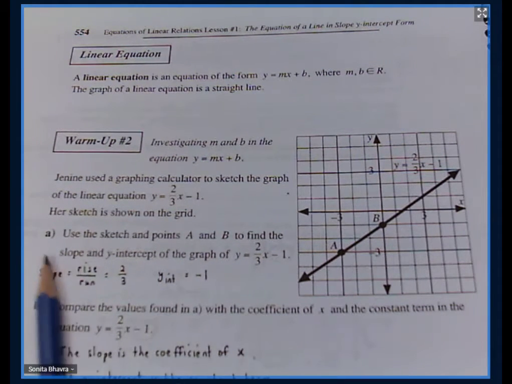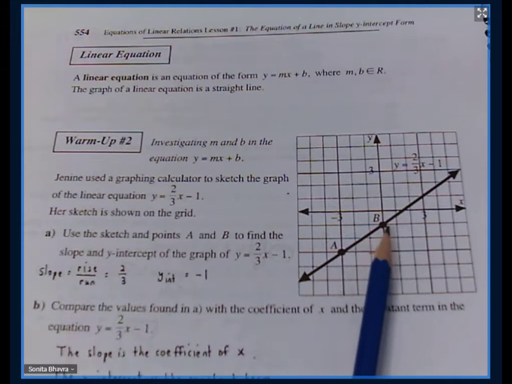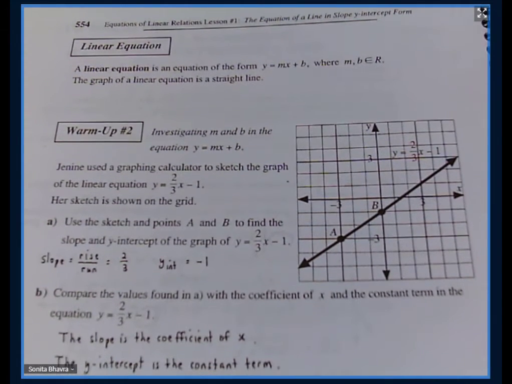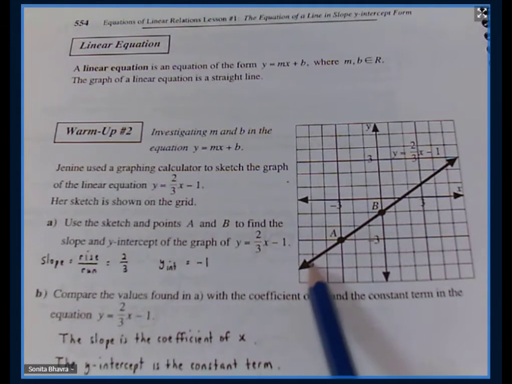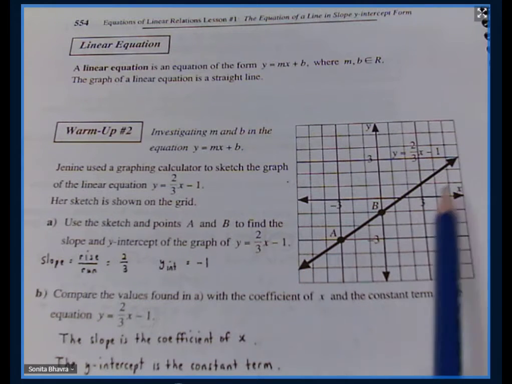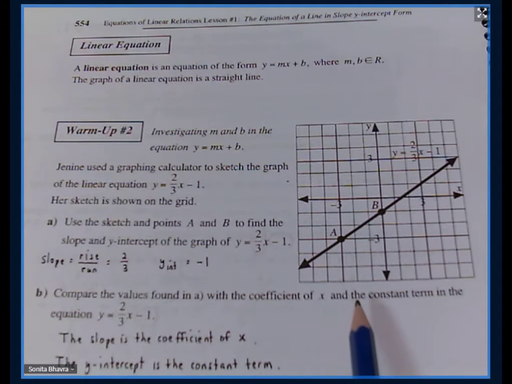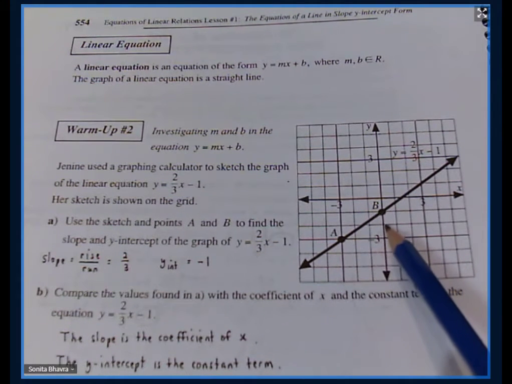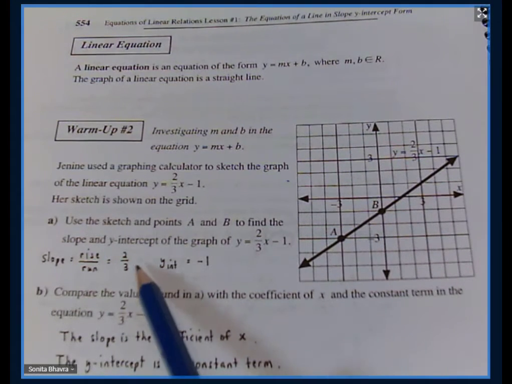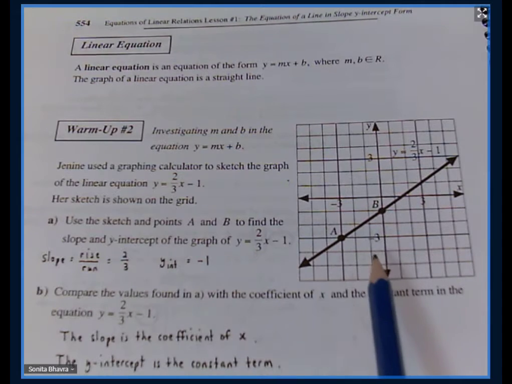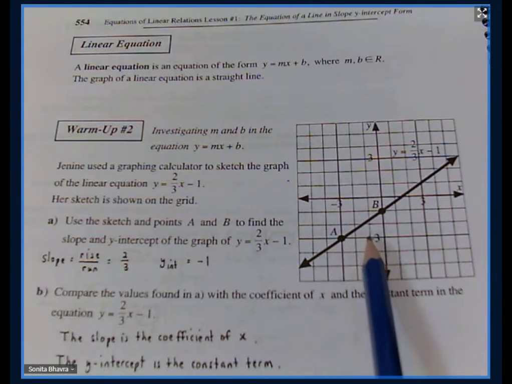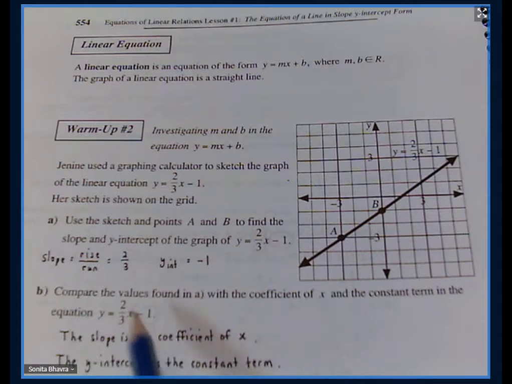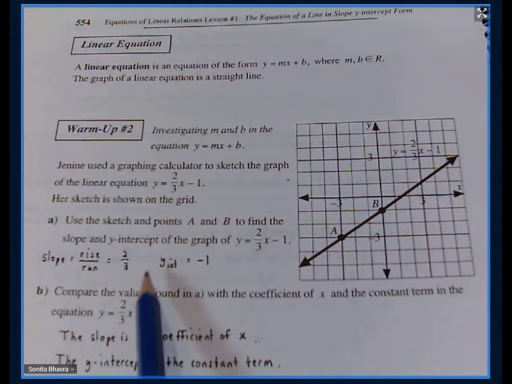All right, so use the sketch and points A and B to find the slope. So let's take a look at our slope first. So here's our point A and here's our point B. We could figure out our slope just by looking at rise over run. If we look first, we know our line is going up from left to right, so we know it's going to be a positive slope. Next, we can look at our rise. Our rise is positive 2, 1, 2. There's our rise of 2, and our run is 1, 2, 3. Our run is 3. So therefore our slope is positive 2 over 3.